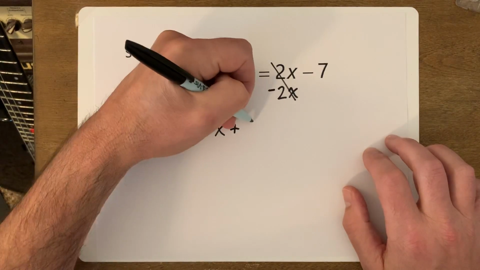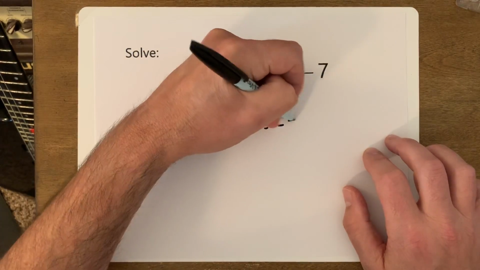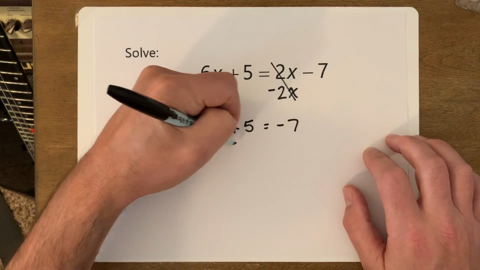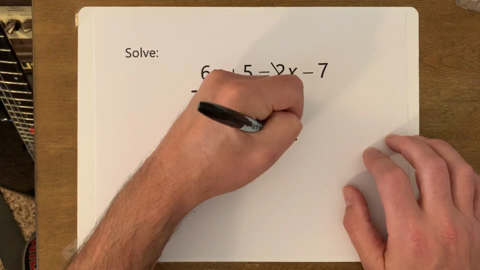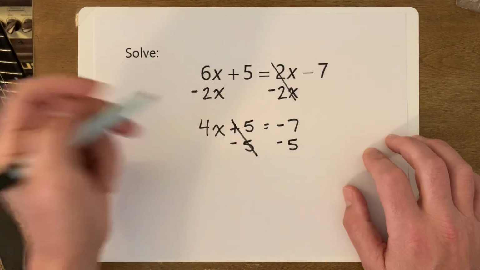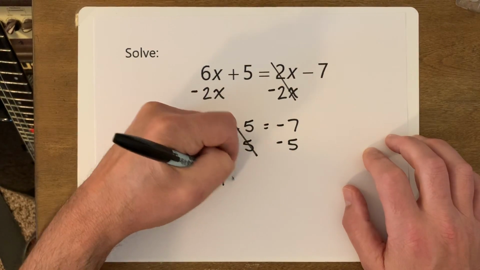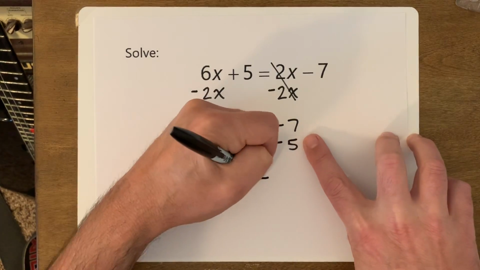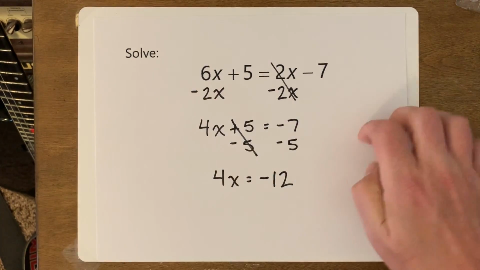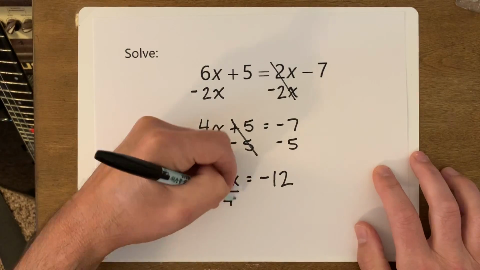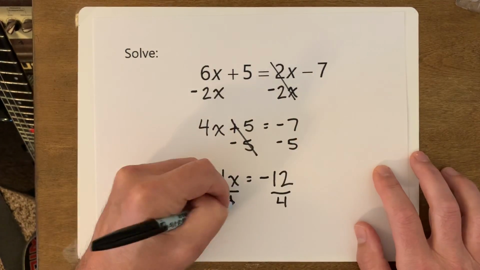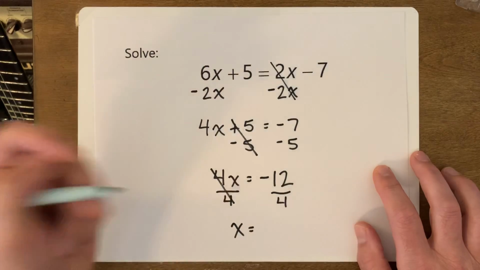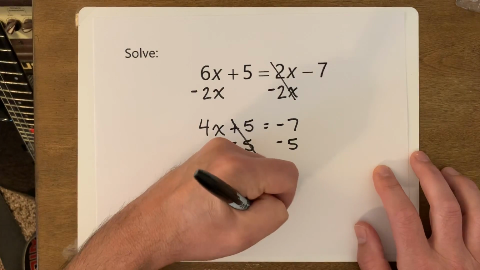You still have a plus 5 over here, and you still have a minus 7 over there. So now, let's subtract 5 on both sides. So those cancel. I'm going to bring down my 4x equals negative 7 take away 5 is negative 12. Okay, divide by 4. And it looks like x is going to be equal to negative 3.